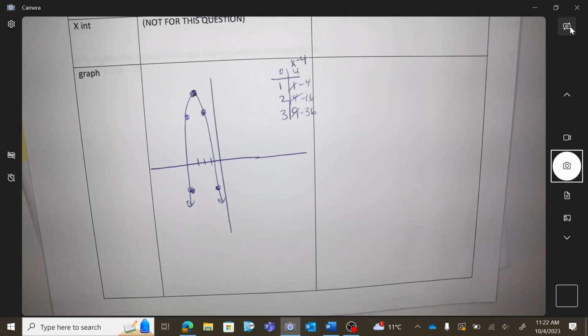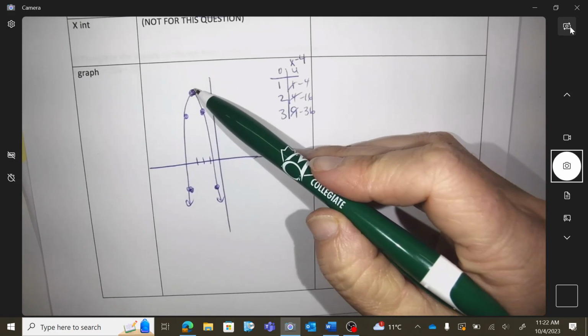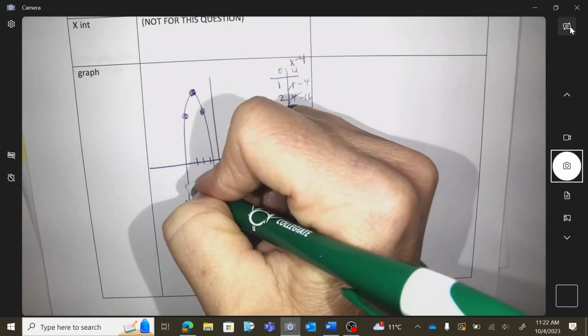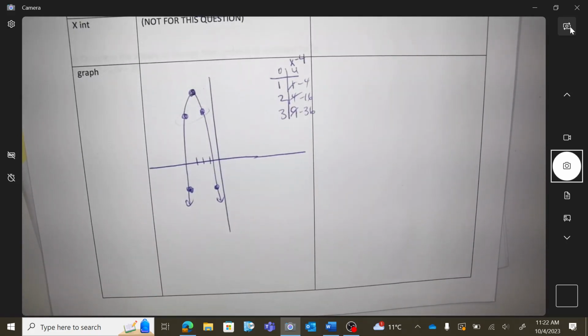Okay, so I went over 1 and down 4. And I remember it always goes on both sides. Everybody always has a partner except for the vertex. Everybody else has partners.